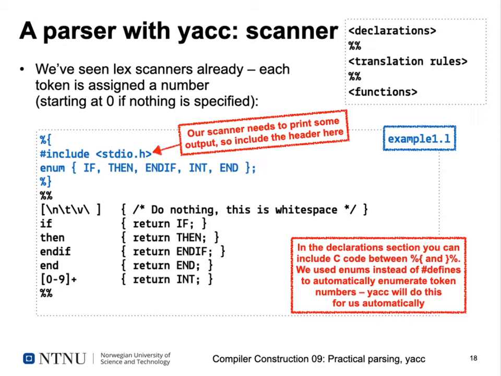When you write a grammar like this and do a standalone lex scanner, you have to provide an enum for all the keywords. If you actually use lex in combination with yacc, and we'll see this in a bit, then yacc will provide the numbers for these tokens in the declarations for us automatically, because yacc of course wants to know what it's recognizing as a parser.